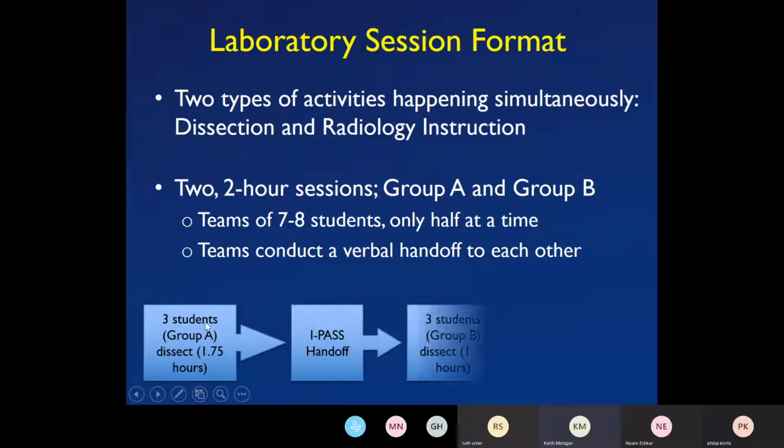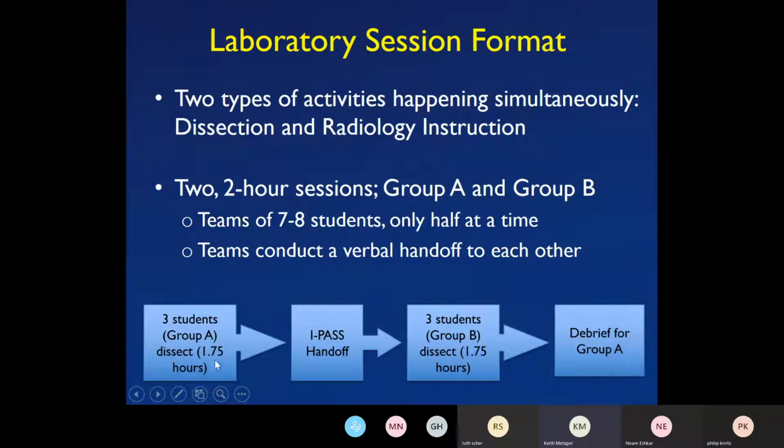Here we have our 3 students from the table, Group A, dissecting for about 1 3/4 hours. They do a handoff. This is a verbal handoff we've developed. Then the 3 students from Group B dissect for their 1 3/4 hours. And then these Group B students need to tell the Group A students what they did. So it is their responsibility after hours to give another debrief. Okay, so B knows what A did and A knows what B did. And, as you would expect, and it was probably your experience, students will spend a lot of time in the lab after hours. They have 24-hour access.